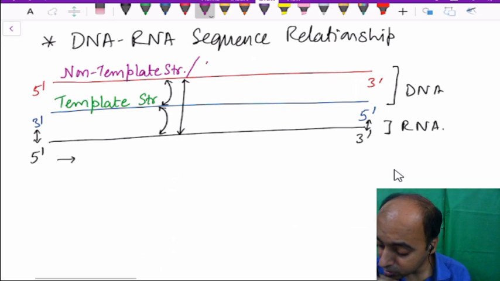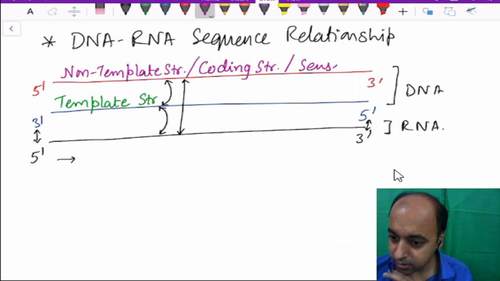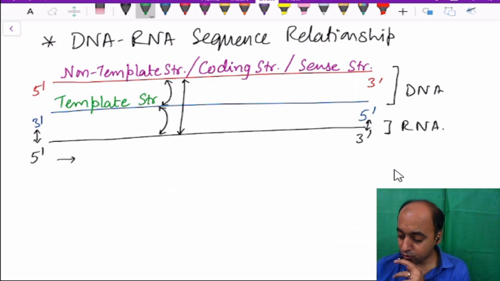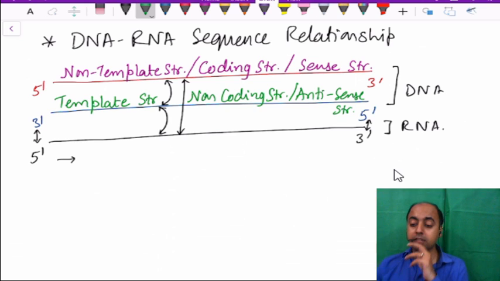The non-template strand is also known as the coding strand because it has similar codons. They have a similar sense or meaning, so it is also known as the sense strand. The template strand is therefore known as the non-coding or the antisense strand.